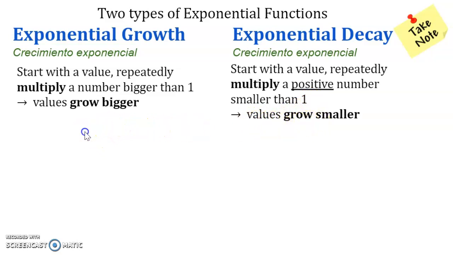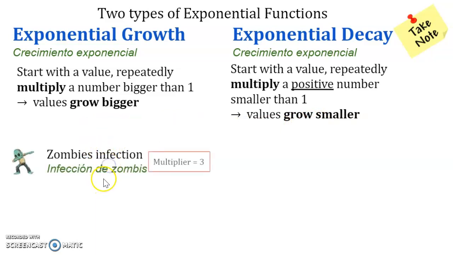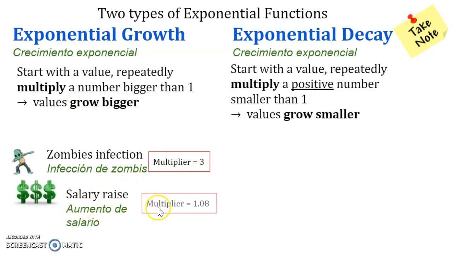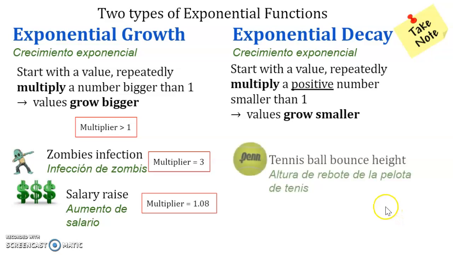The example of exponential growth was our zombie infection, and we multiplied by 3. The multiplier was 3. And what about the salary raise? We multiplied by 1.08. Remember the 8% increase? But we added not just 0.08, we added 1 to it. So the multiplier was 1.08. In both cases, they are exponential growth because the multiplier is greater than 1.